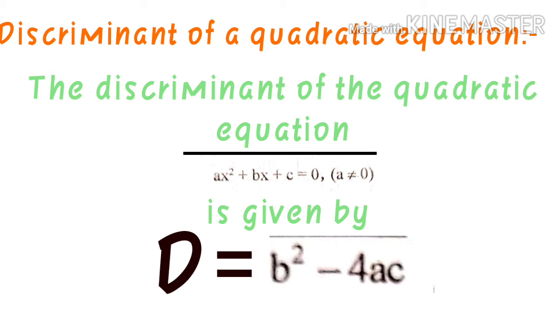Discriminant of a quadratic equation. The discriminant of the quadratic equation ax² + bx + c = 0 is given by D = b² - 4ac.